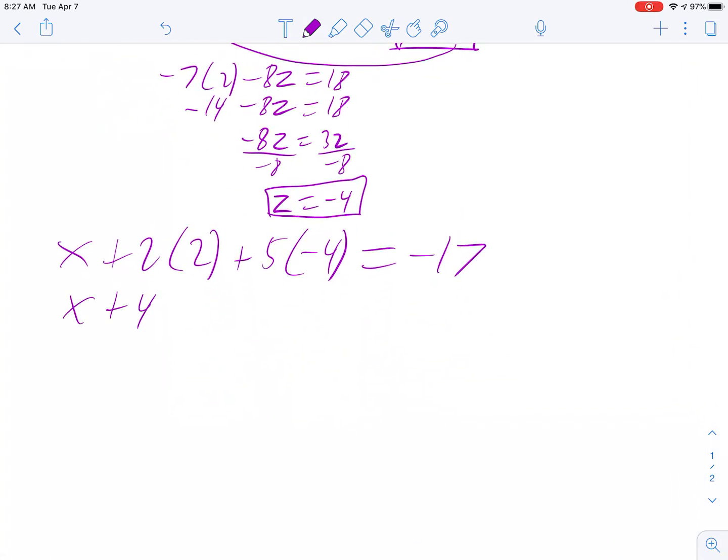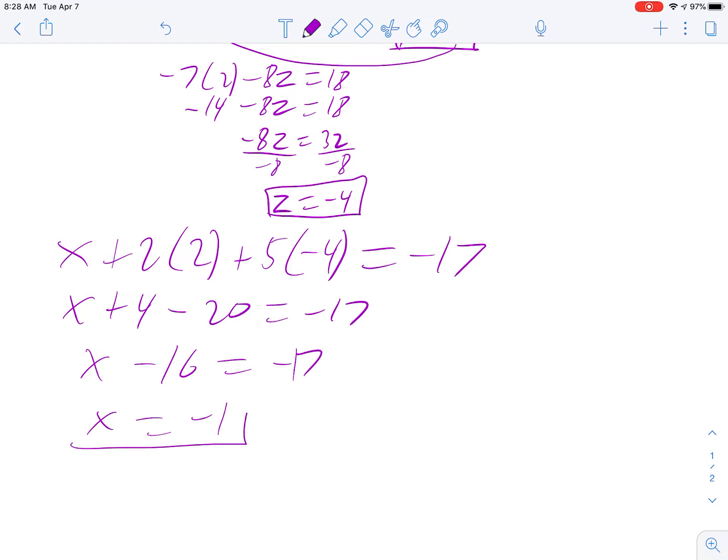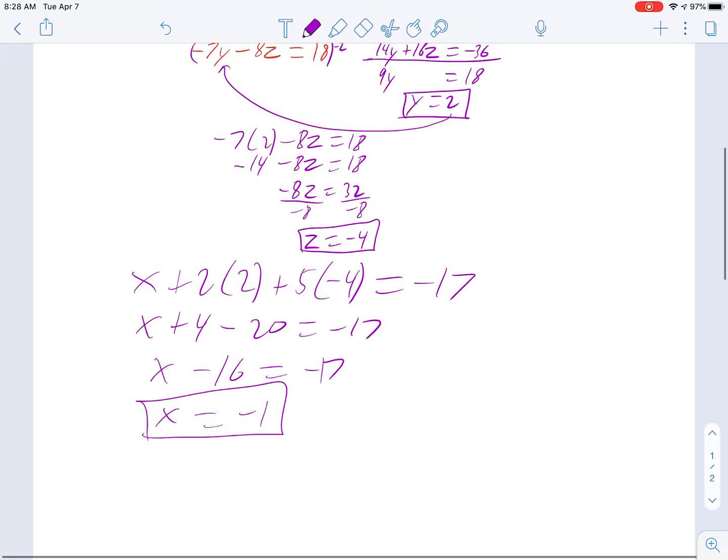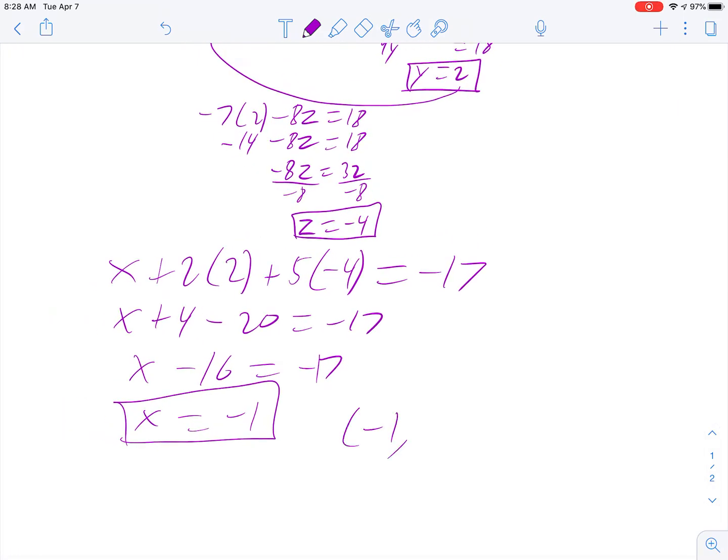So that's x plus 4 minus 20 equals negative 17. And that's x minus 16 equals negative 17. And then if we add the 16 to both sides, we get x equals negative 1. And so my solution is negative 1, 2, and negative 4.